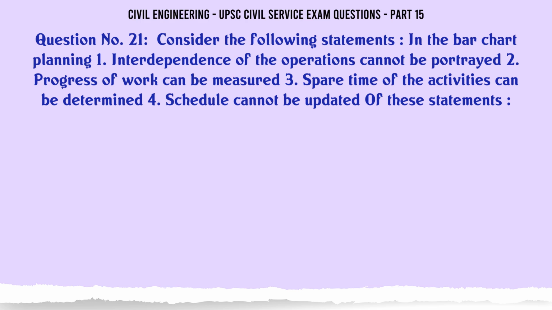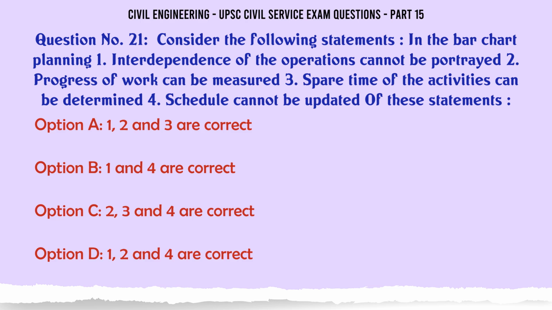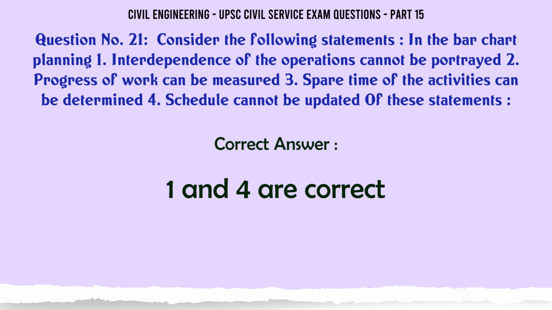Consider the following statements in the bar chart planning. 1. Interdependence of the operations cannot be portrayed. 2. Progress of work can be measured. 3. Spare time of the activities can be determined. 4. Schedule cannot be updated. Of these statements: A. 1, 2 and 3 are correct, B. 1 and 4 are correct, C. 2, 3 and 4 are correct, D. 1, 2 and 4 are correct. The correct answer is 1 and 4 are correct.